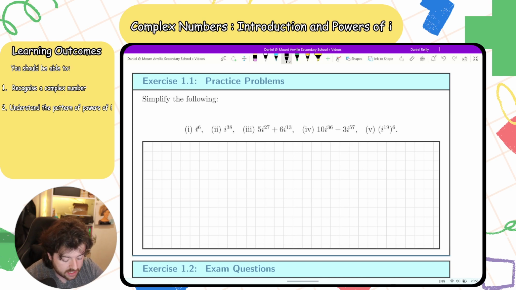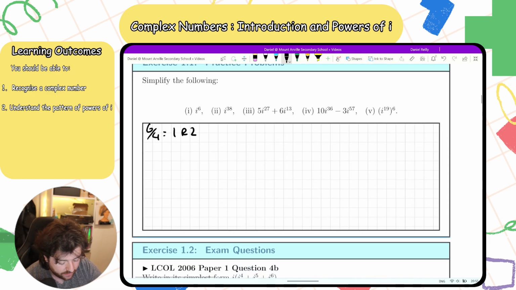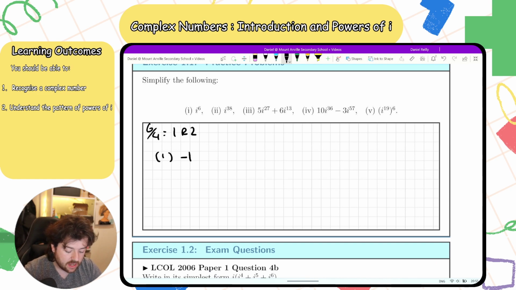Simplify the following. So i to the power of 6, so 6 divided by 4, well, that's going to give me 1 remainder 2. If it's a remainder 2, I have minus 1. So the first one here is going to go to minus 1. Here at 38, so i to the power of 38, 38 divided by 4 gives me 9 remainder 2. And again, it's remainder 2 here, so my answer is going to be minus 1.